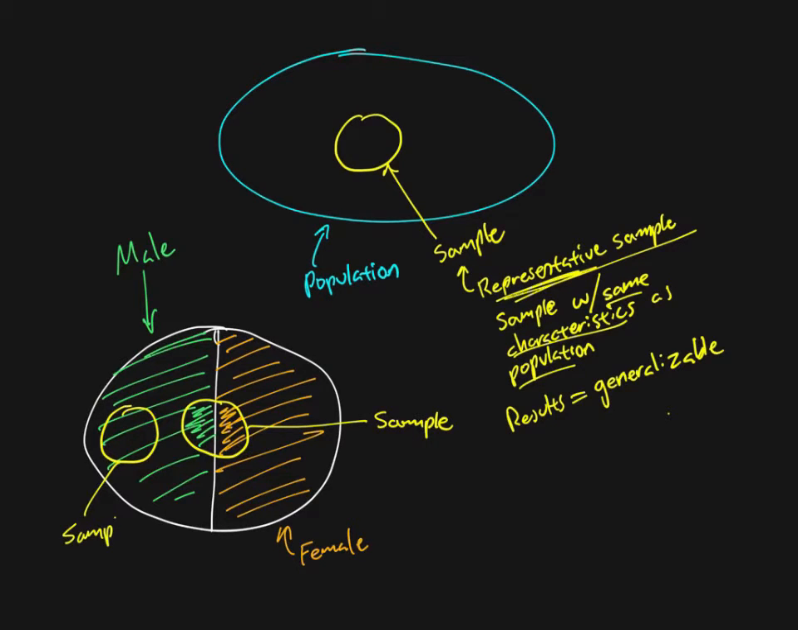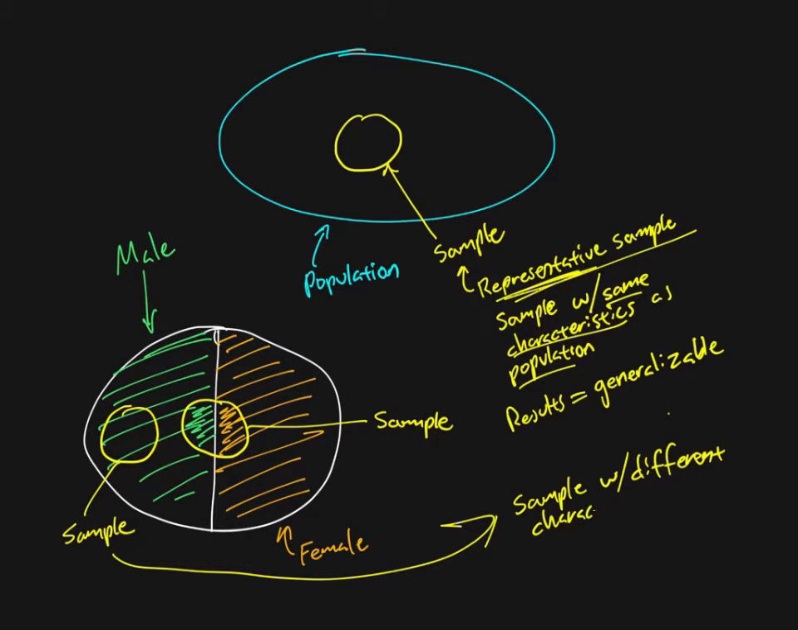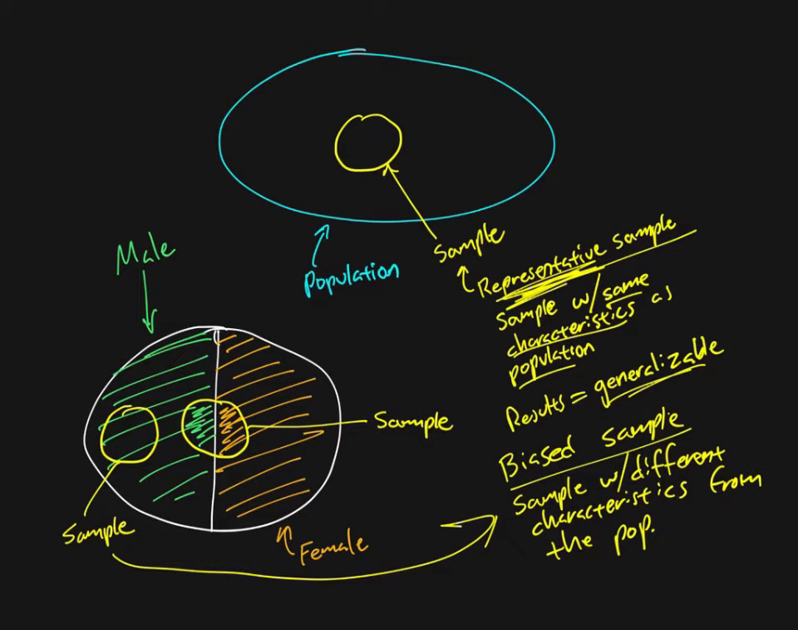And so this is my sample. That does not have the same characteristics as the population. So that's the other possibility, that we have a sample with very different characteristics from the population. And rather than calling it a representative sample, we call it a biased sample. There is some bias in how we selected those people. So that means that there will be bias in the results, meaning that the results are not generalizable. So with a biased sample, the sample is so different from the population that the results we find for that sample are not necessarily true for the population. They cannot necessarily be generalized to the population.